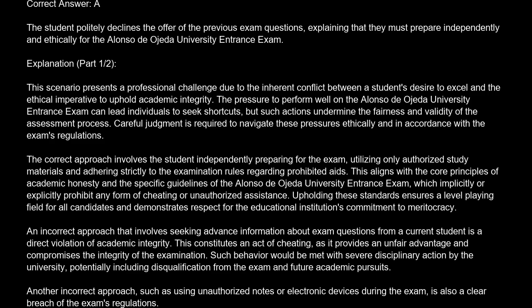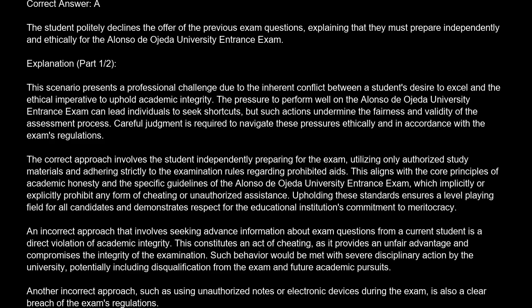The pressure to perform well on the Alonso de Ojeda University entrance exam can lead individuals to seek shortcuts, but such actions undermine the fairness and validity of the assessment process. Careful judgment is required to navigate these pressures ethically and in accordance with the exam's regulations. The correct approach involves the student independently preparing for the exam, utilizing only authorized study materials, and adhering strictly to the examination rules regarding prohibited aids.